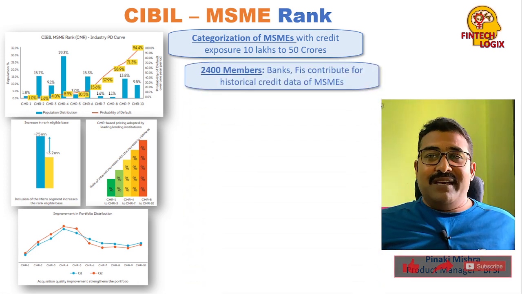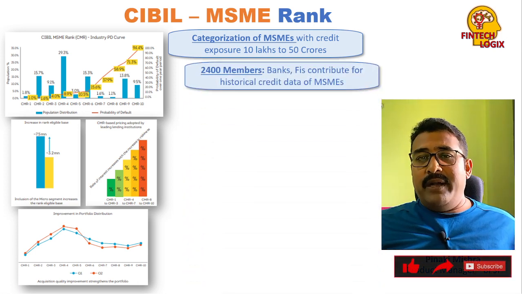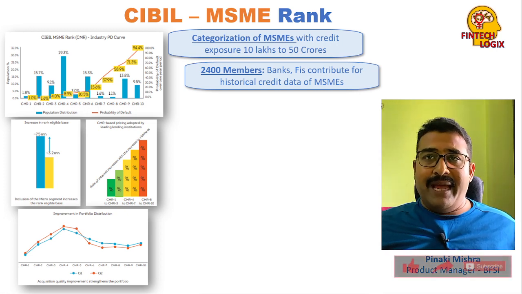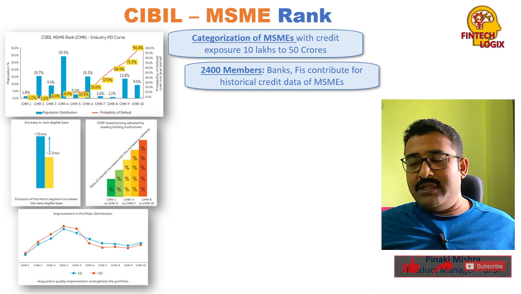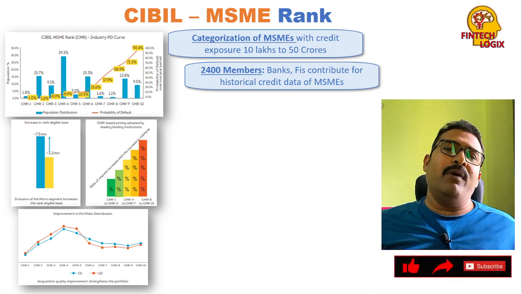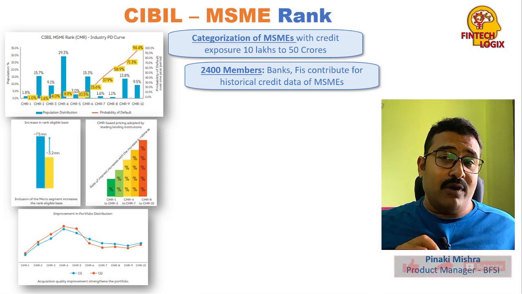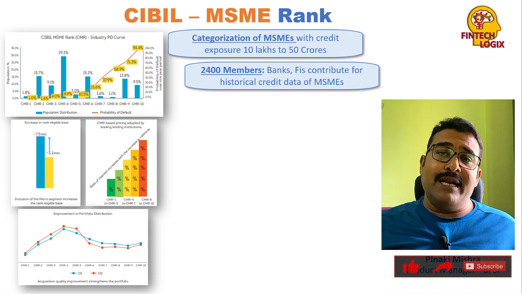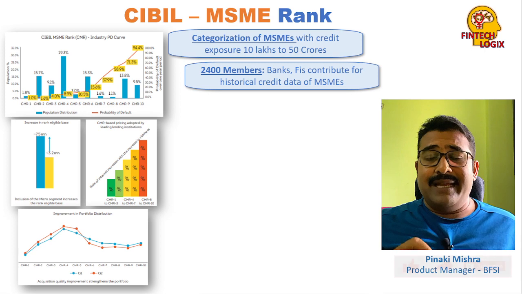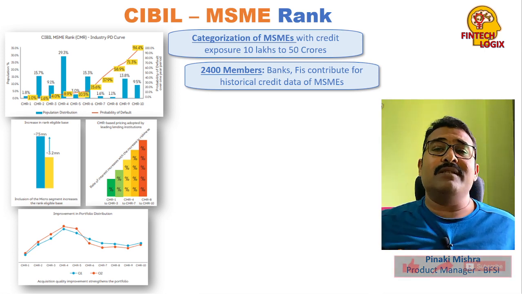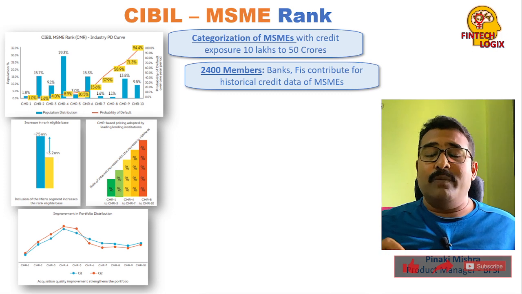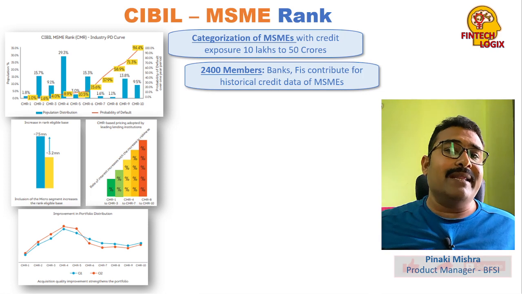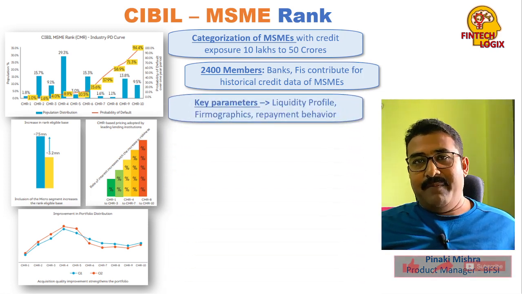Okay. Now there are 2,400 members already. Members as in your banks and financial institutions who would contribute data to CIBIL. At this point of time, your CIBIL reporting is mandatory. Initially it was monthly, but now it's as frequent as once in 7 days that your credit data has to be given to CIBIL. So that information is used to create this CIBIL MSME rank.